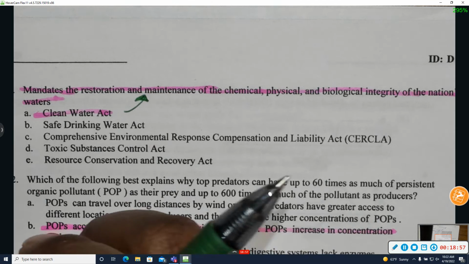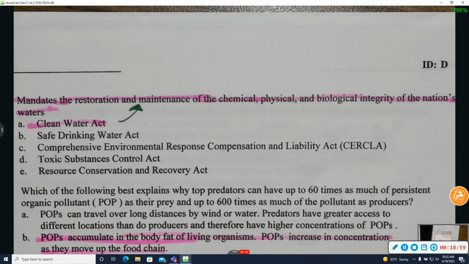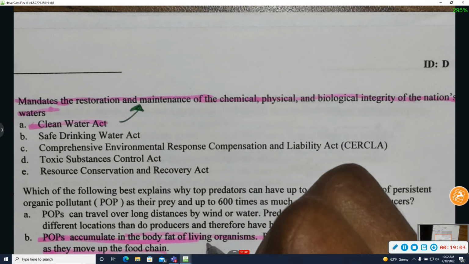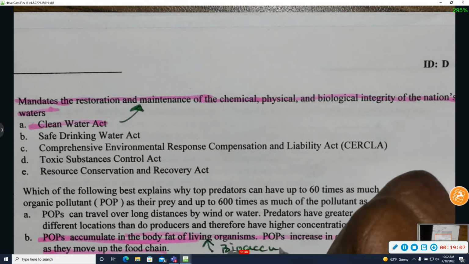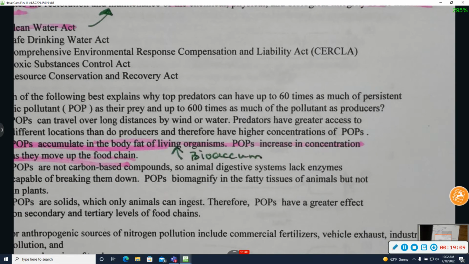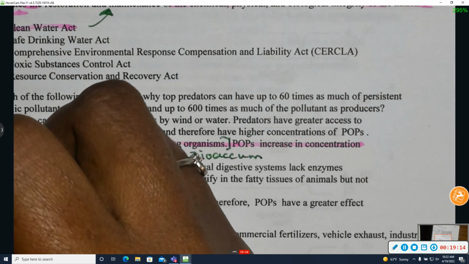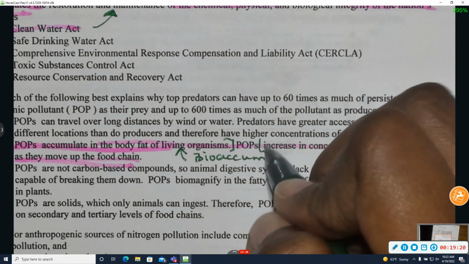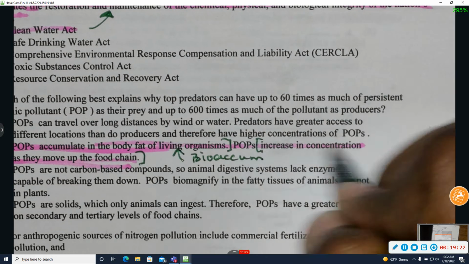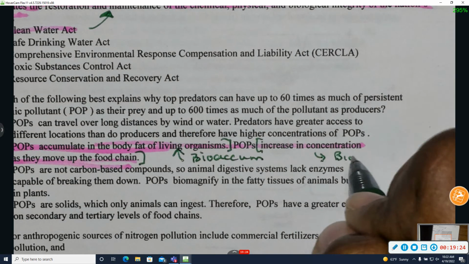Persistent organic pollutants are going to accumulate in the body fat of organisms. That's bioaccumulation. That is the actual definition of bioaccumulation. And then POPs increase in concentration and move up the food chains. That's biomagnification. That is the actual definition of biomagnification.